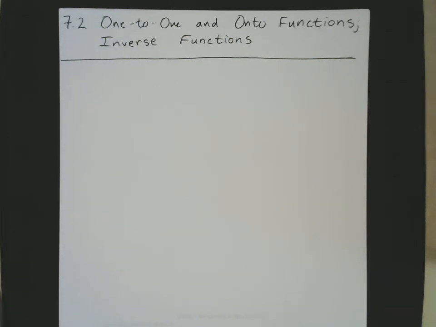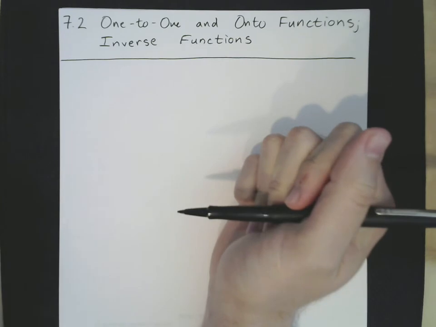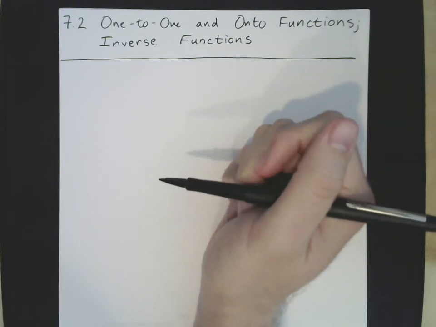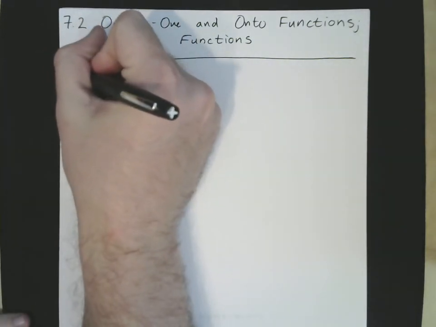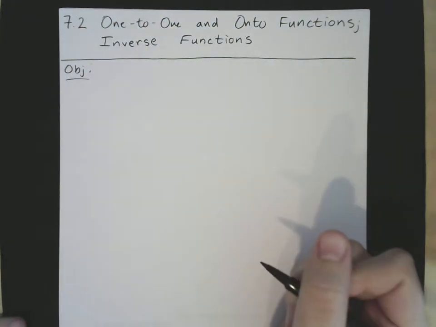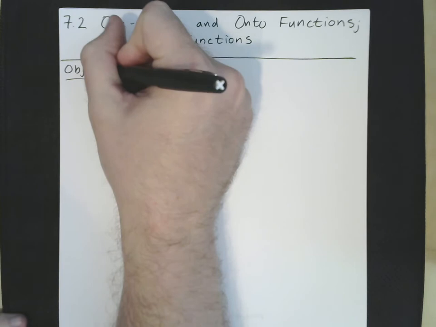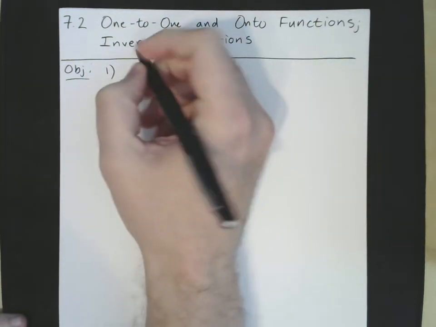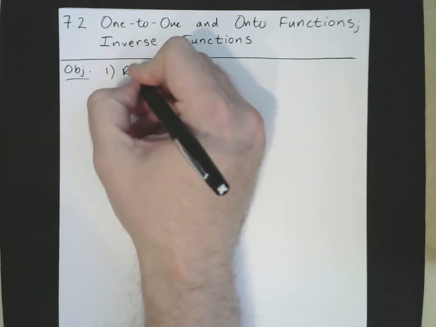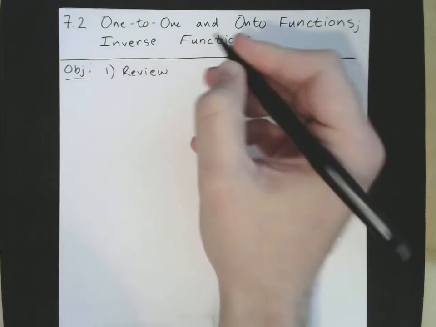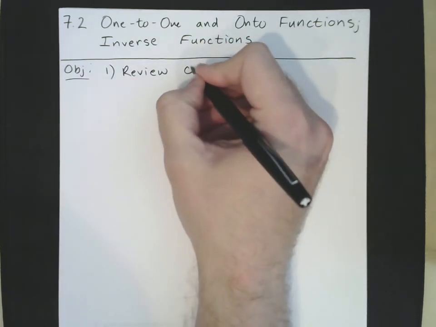All right, section 7.2 is one-to-one and onto functions, as well as inverse functions. Now I know we've all seen all three of these things before, at least once in your algebra days and in pre-calculus. We have four things we're going to talk about. First is review our definitions.